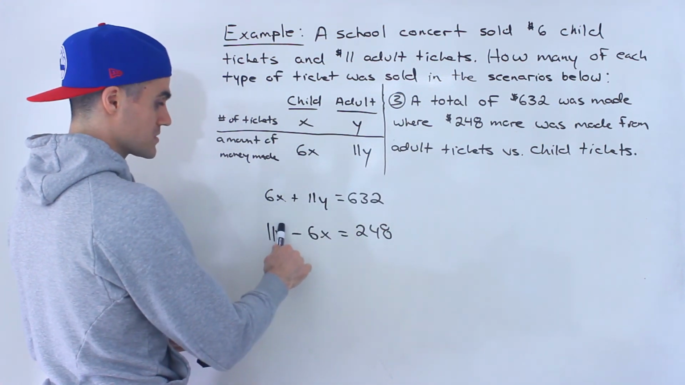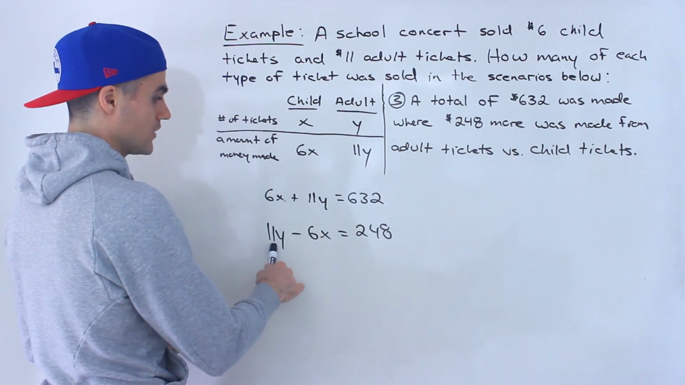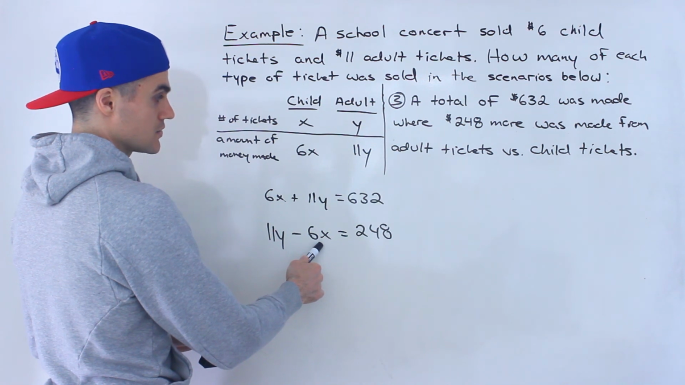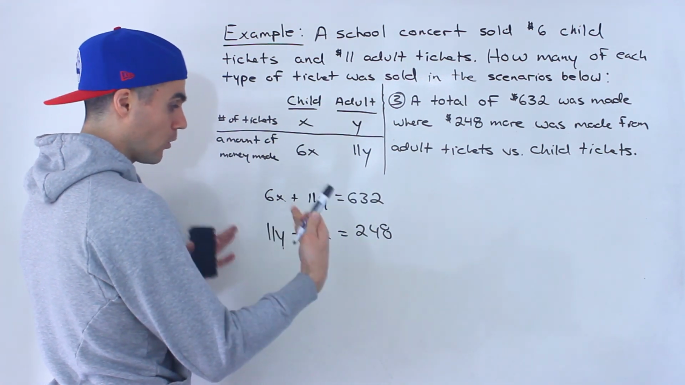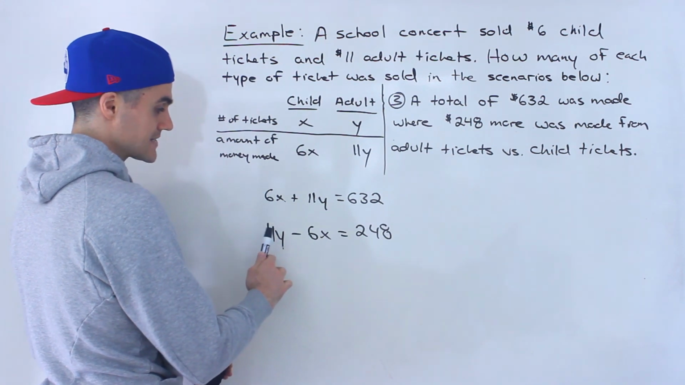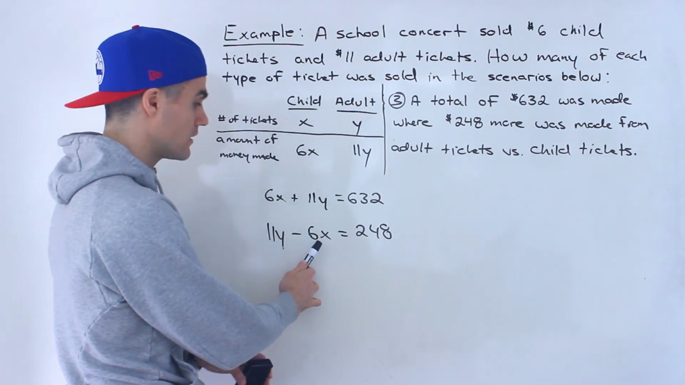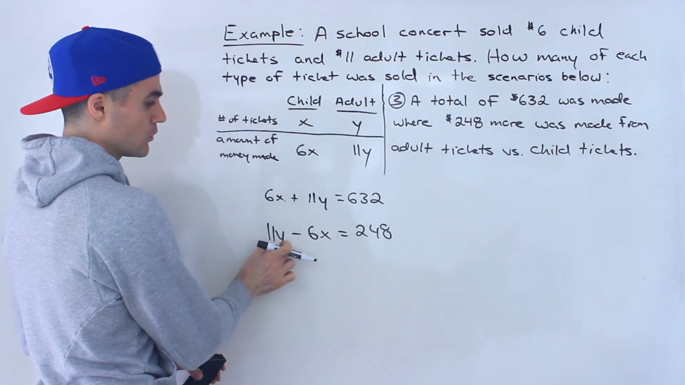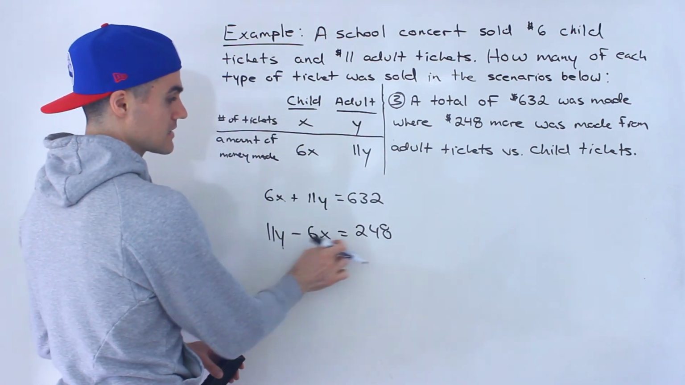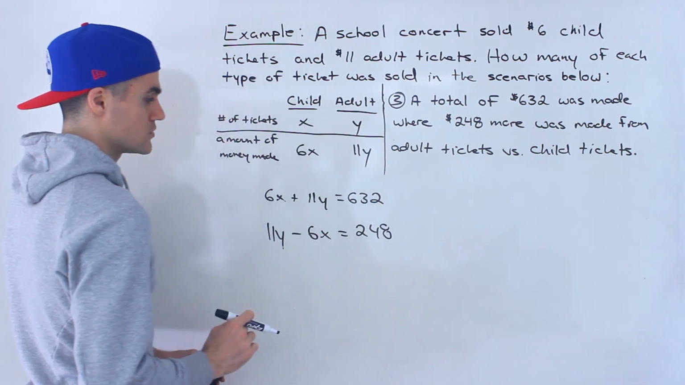Does that make sense? $248 more was made from adult tickets versus child tickets. So the difference between those, with the adult tickets being more, so it would have to be here. You can't say 6x minus 11y. That would imply there's more money made with the child tickets. You have to put the 11y here. So 11y minus 6x would be 248.